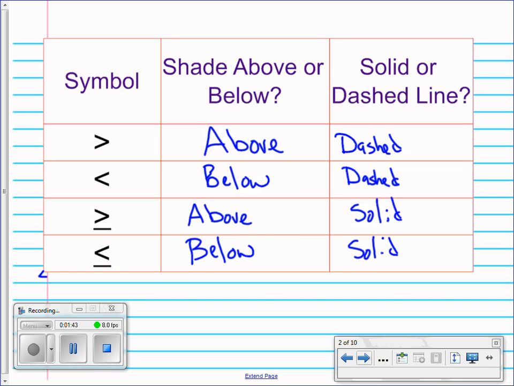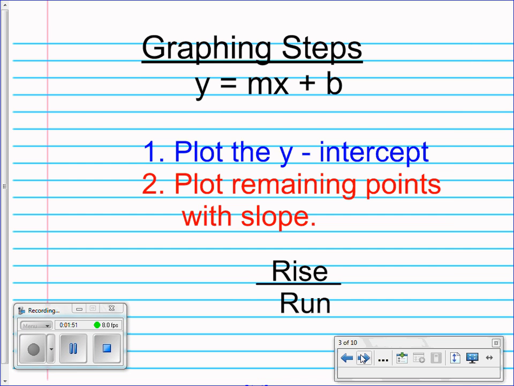Shading above means shading on top of the line you draw. Shading below means shading below the line you draw. In order to graph the line, you need to have it in y equals mx plus b. So the first thing is to plot the y-intercept, which is your b. It's a coordinate 0, b. And then plot the remaining points with the slope using rise over run. Rise is the change in y over the change in x.